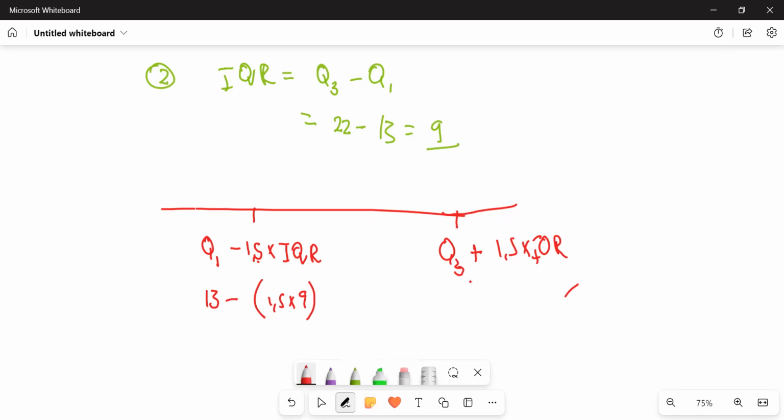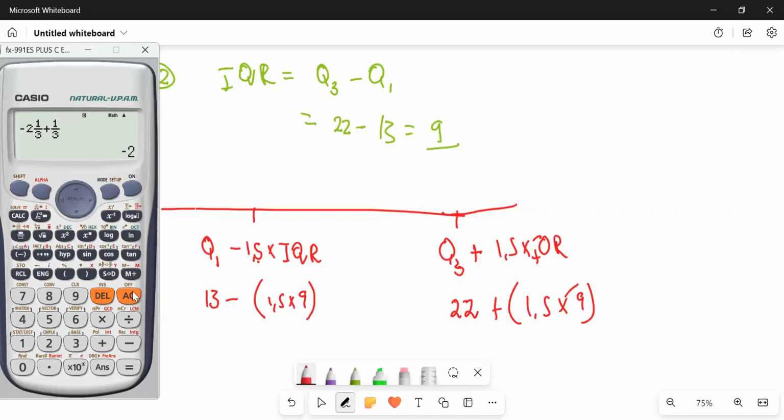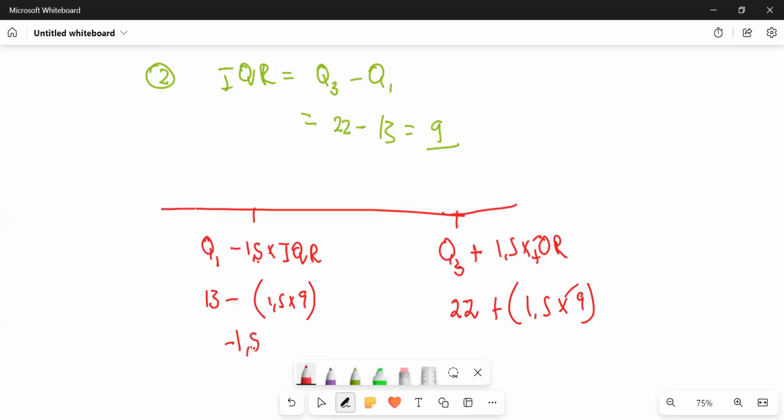You get that again? And then this side, what are you going to say? You know what Q2 is again? What is Q2? It's 22 again, plus 1,5 multiplied by 9. And then you go and type this in your calculator. If you were to type this in your calculator, you're going to have something like this: 13 minus 1,5 multiplied by 9. Minus 1,5. 0,5. 0,5.